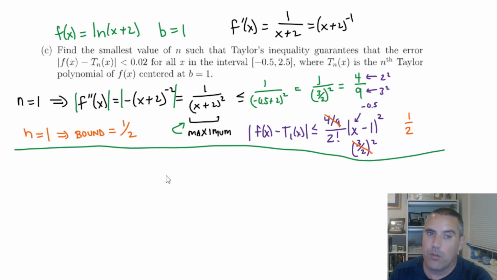Meaning in the homework, the bounds were: when it was 1, it was 1/2. When it was 2, it was 1/3. When it was 3, it was 1/4. So that would be my thought.